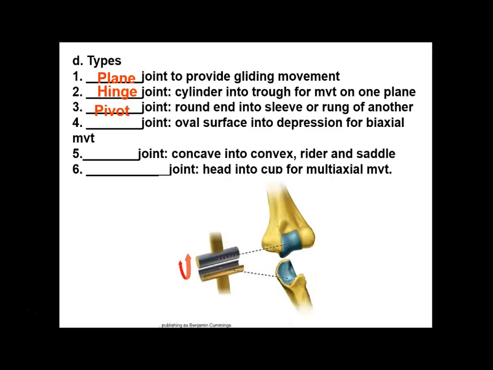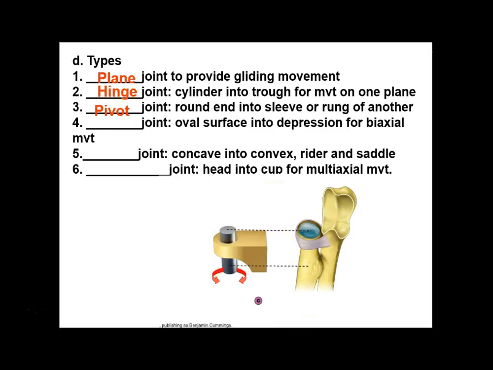Another joint is a pivot joint, and this is where you have a sleeve or a ring that fits inside, a bone fits inside the sleeve or ring. That would be a good example of the radius.